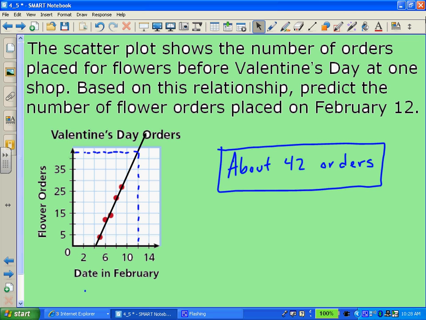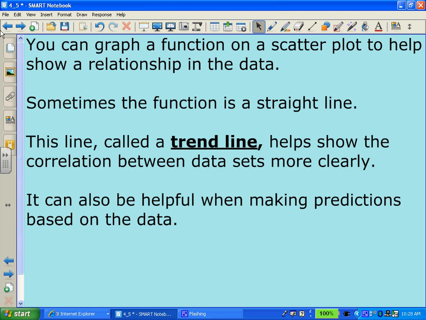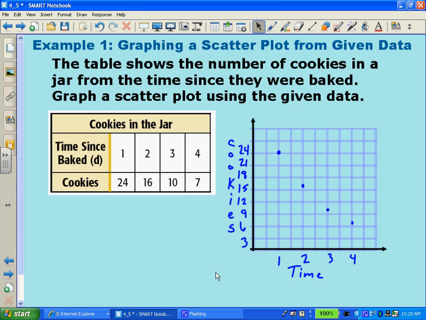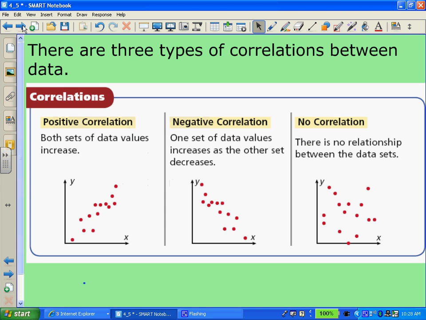Okay? So that's how we use a trend line. So just a review here real quick. We talked about how we make a scatter plot. We did that first. Remember to label your axes, don't connect the dots.